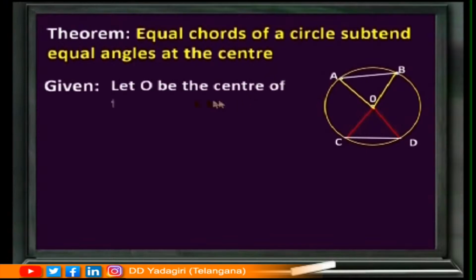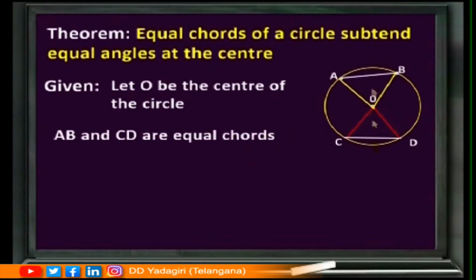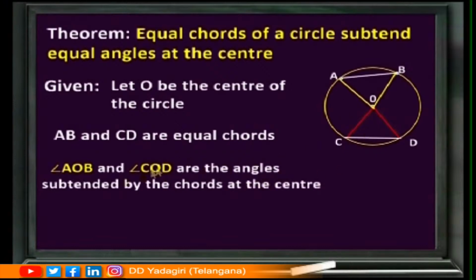What is given? Let O be the center of the circle, AB, CD are equal chords. Angle AOB and angle COD are the angles subtended by the chords at the center. This is AOB. AOB is called the angle subtended by chord AB at the center, and COD is the angle subtended by the chord CD at the center.